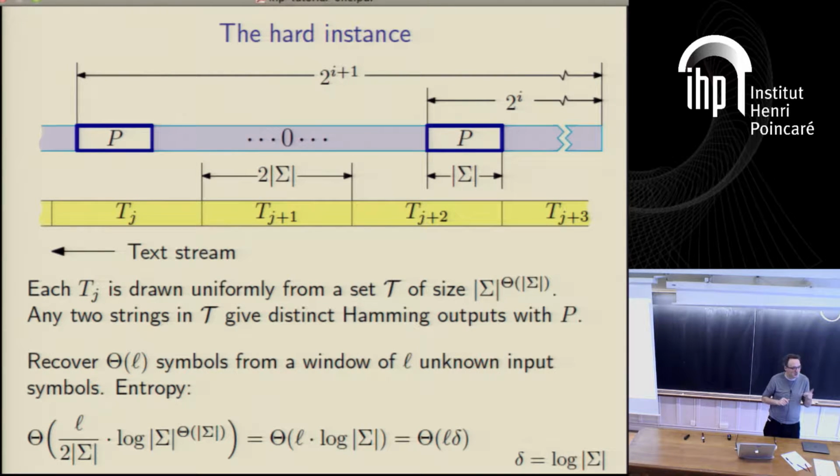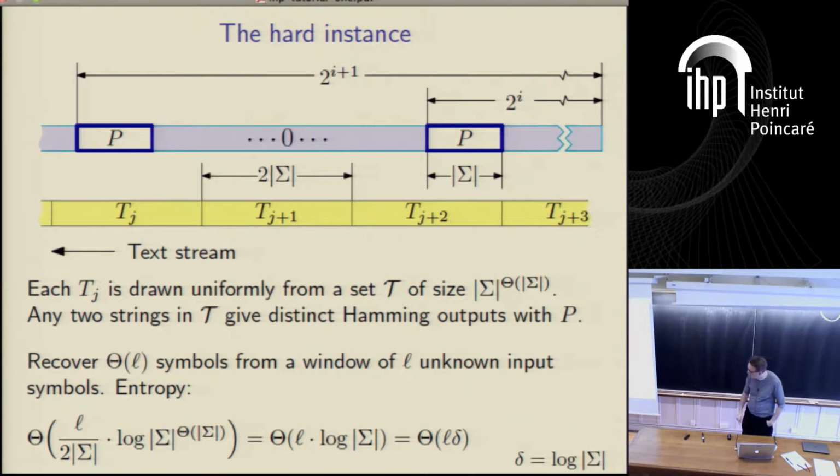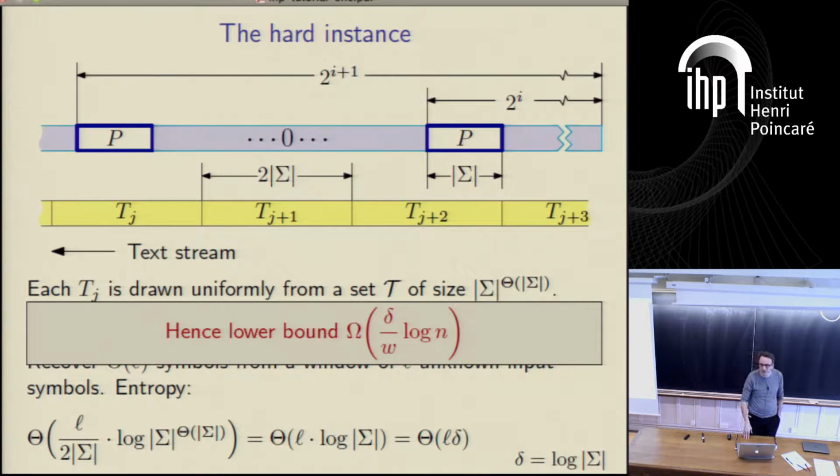I definitely don't mean it's trivial. I don't want to go on about it too much, but it's very nice. It involves a bit of additive combinatorics and a lot of fun. Okay, so we get the same lower bound, because all we need, remember, for our technique was to show that the entropy over L outputs was L times delta, as we did before, and that gives us the same lower bound as before. So we get delta over W times log n per symbol, amortized lower bound.